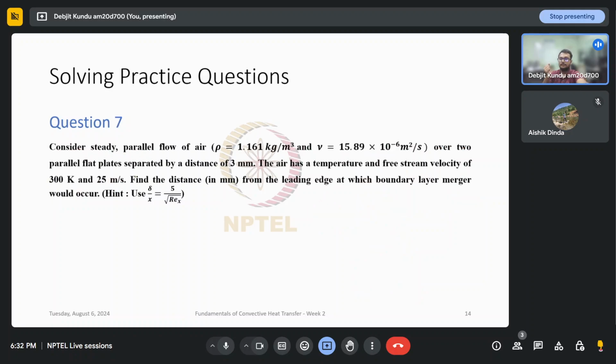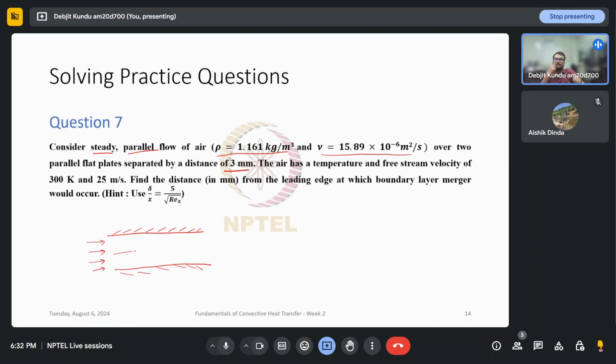If not, we shall keep rolling. We'll move on to a numerical type question now. Question 7, sorry, which is asking us to consider once again a boundary layer over a flat plate. So consider steady parallel flow of air, rho equal to this much, nu equal to this much, over two parallel flat plates separated by a distance of 3 millimeter. Okay, so it's not just one flat plate, we have two flat plates like this. And we have steady parallel flow coming in.